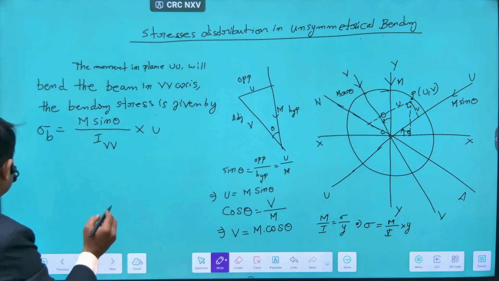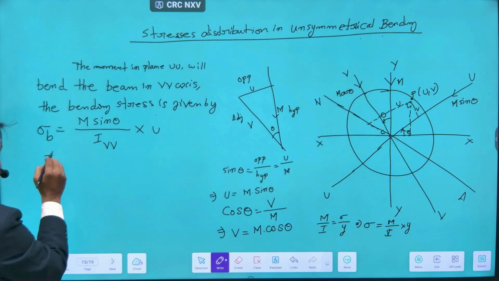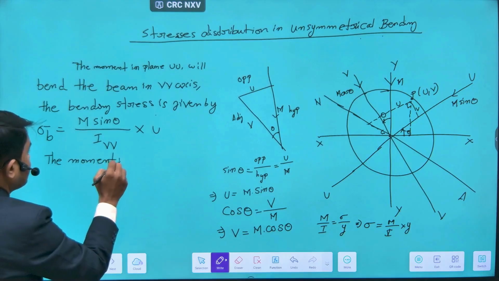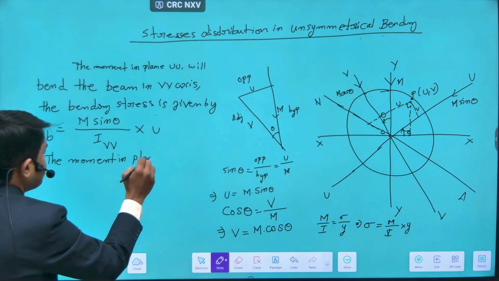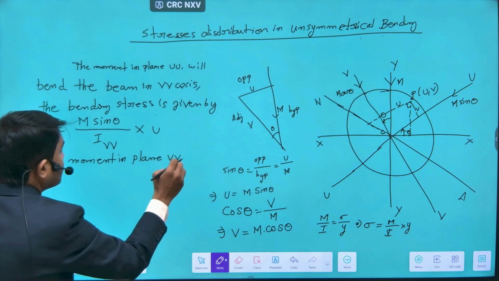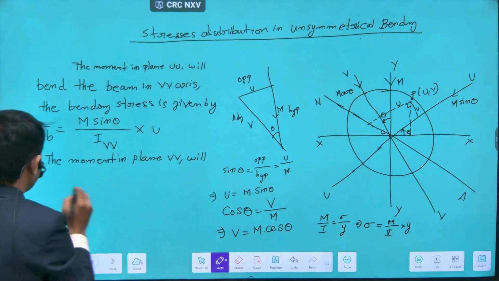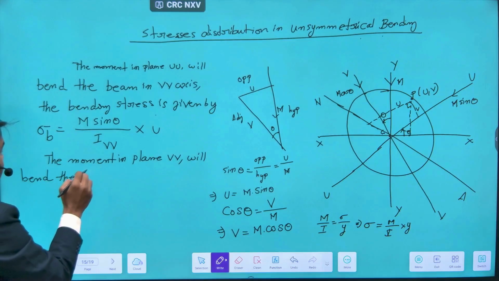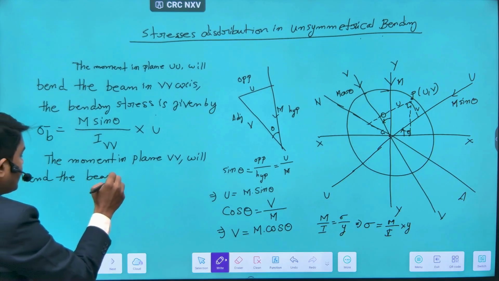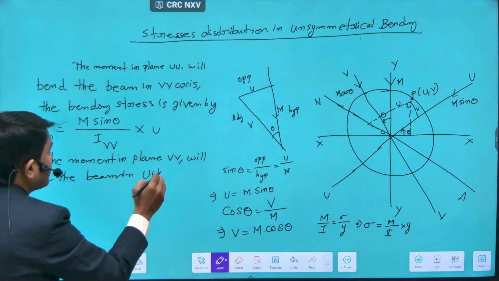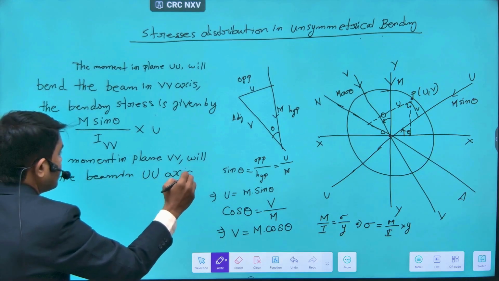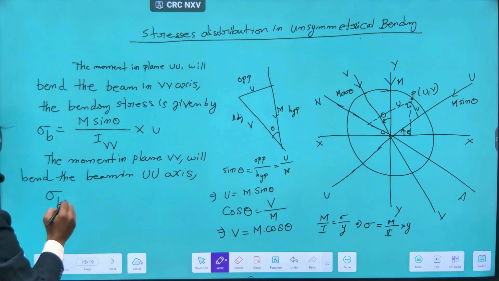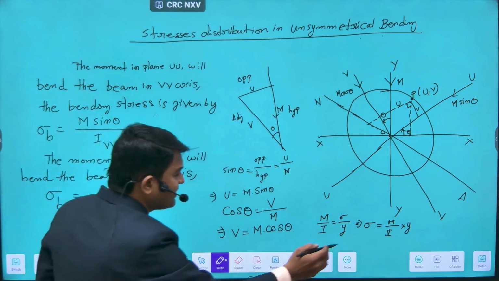Likewise, we have to calculate the moment in plane VV, which will bend the beam in the UU axis. So the bending stress is given by sigma B is equal to, from the same formula again.